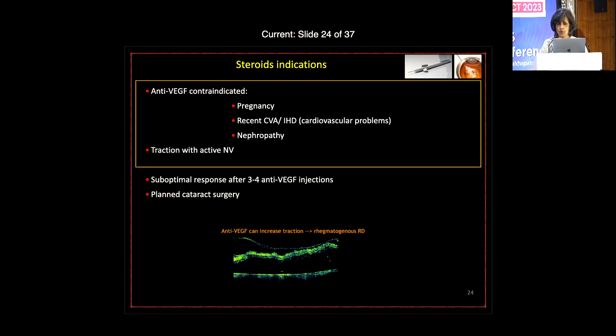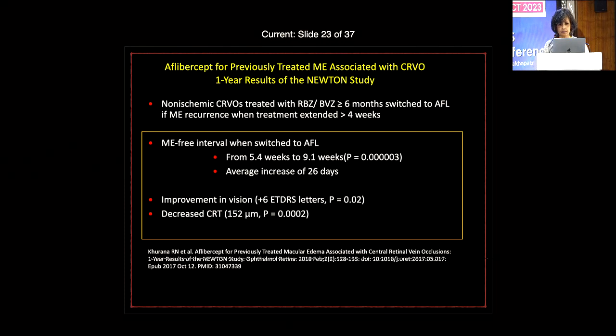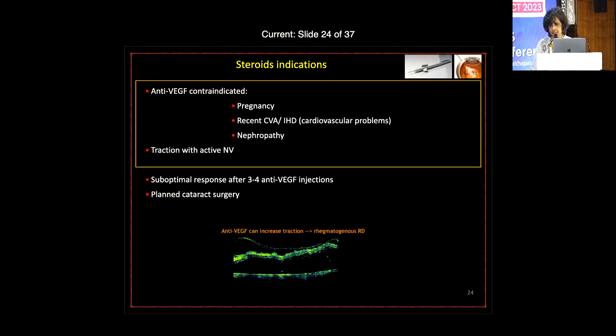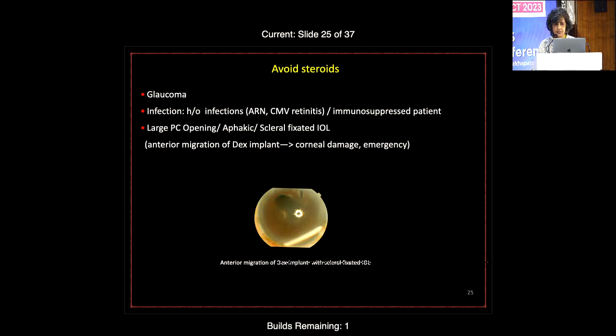So when do we use steroids for RVO related edema? Only when anti-VEGFs are contraindicated, such as pregnancy, which is an absolute contraindication. Others are relative contraindications: recent cardiovascular problems, significant nephropathy, or when there is active neovascularization with traction. There anti-VEGF can cause worsening of traction. So there, if you have an edema, you might want to use a steroid. Suboptimal response after 3 to 4 anti-VEGF injections, but I do not find that with the newer anti-VEGFs that's a benefit. And planned cataract surgery possibly.